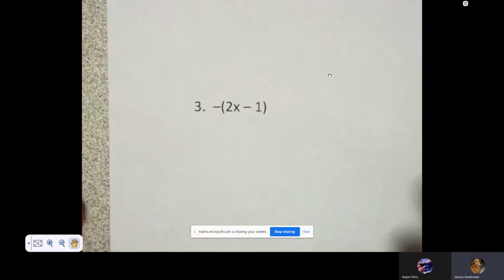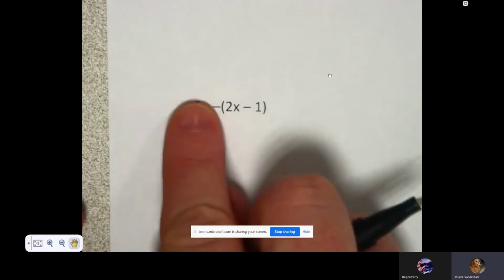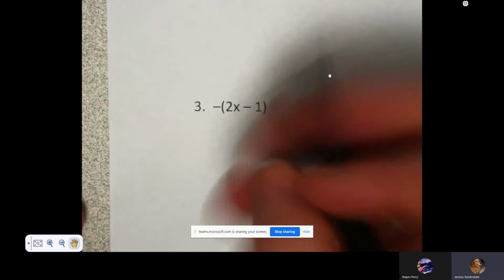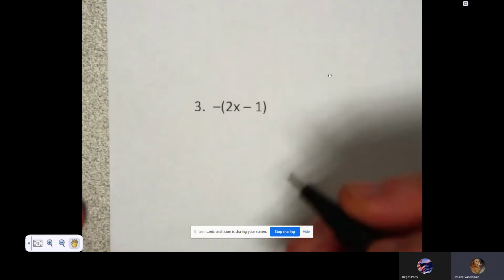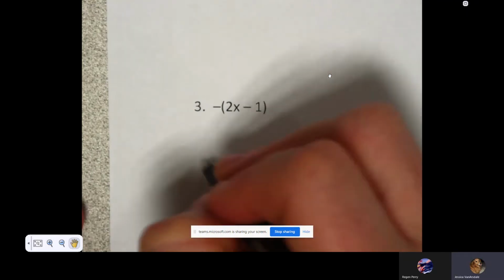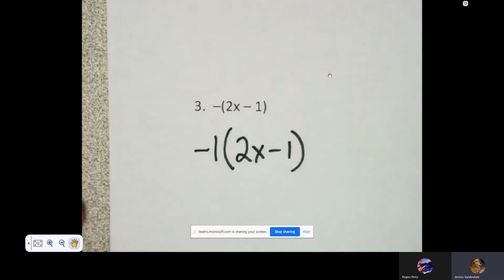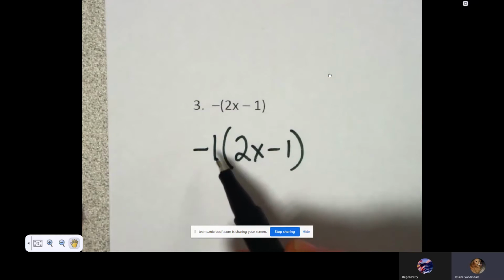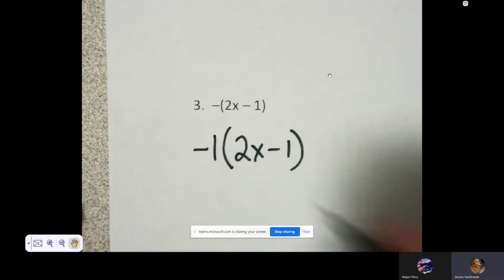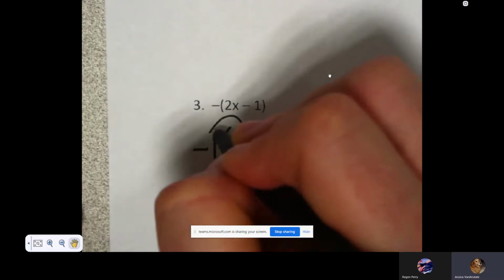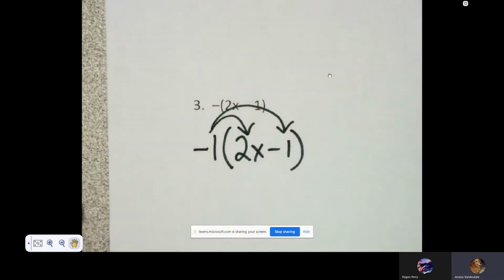There are 2 ways to do this. I'm going to show you both ways. So it's as if there is a 1 out here. We're going to rewrite it. Because if there's a minus sign outside of parentheses, it's as if there was a 1 here. So it's a -1. Now we're going to use the distributive property and multiply -1 times everything that's inside.